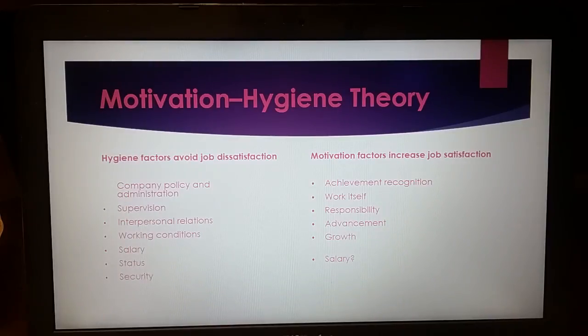So essentially, unless those things are met, you're going to be dissatisfied with your job. Now, motivation factors, on the other hand, are the things that increase job satisfaction. So these hygiene factors are the minimum bar. Having those things is the only way you're going to avoid job dissatisfaction. Motivation factors, on the flip side, are things that increase job satisfaction.